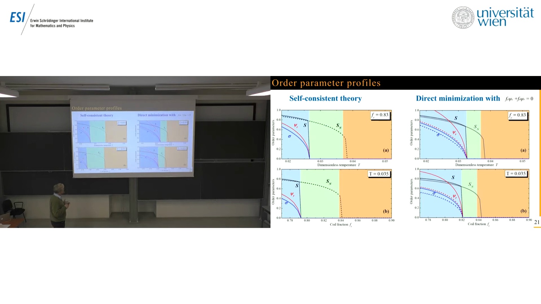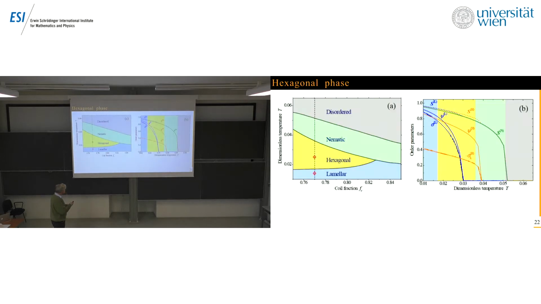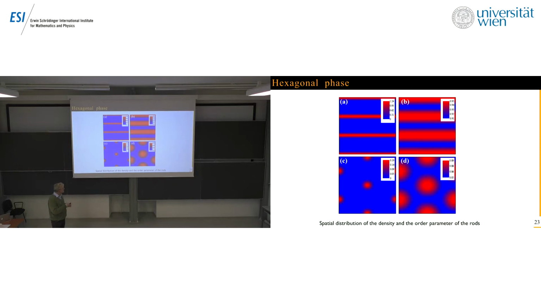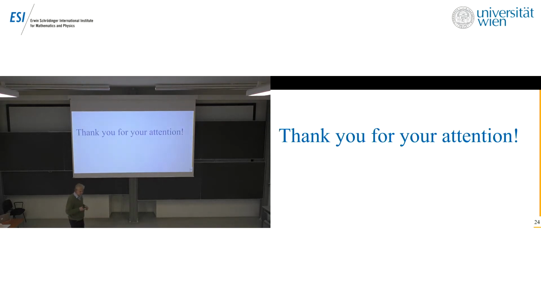And so this method also enables one to determine order parameter profiles. And finally, a very recent result, we have generalized this to the case of the hexagonal phase. And so now there is a more complete phase diagram which contains all phases which are generally observed in rod-coil systems, also with the corresponding order parameter profiles, and the final picture with the spatial distribution of density and order parameter in the hexagonal phase. And so thank you for your attention.